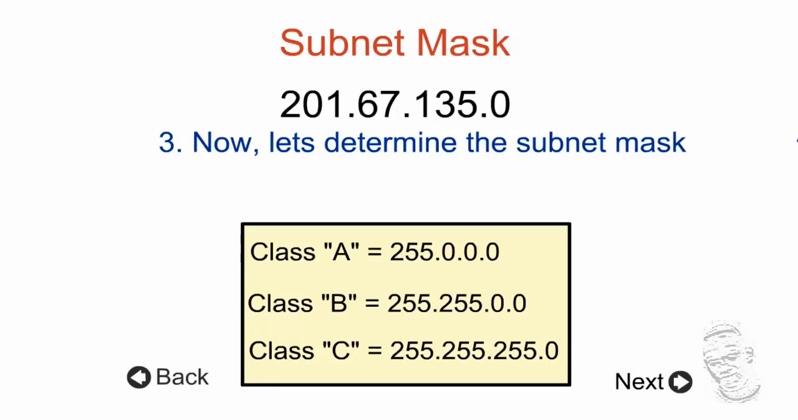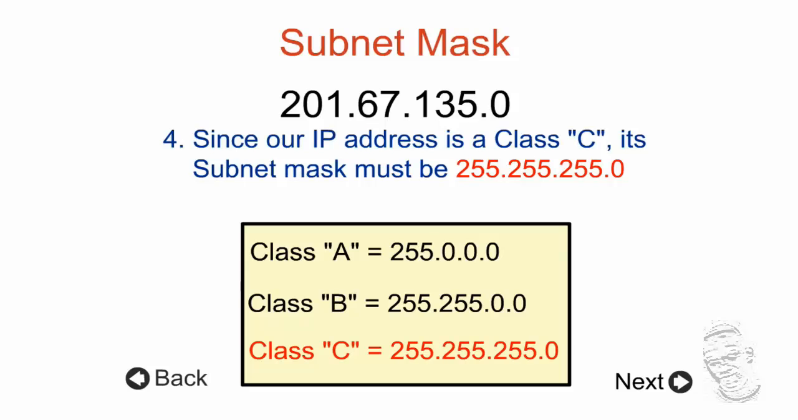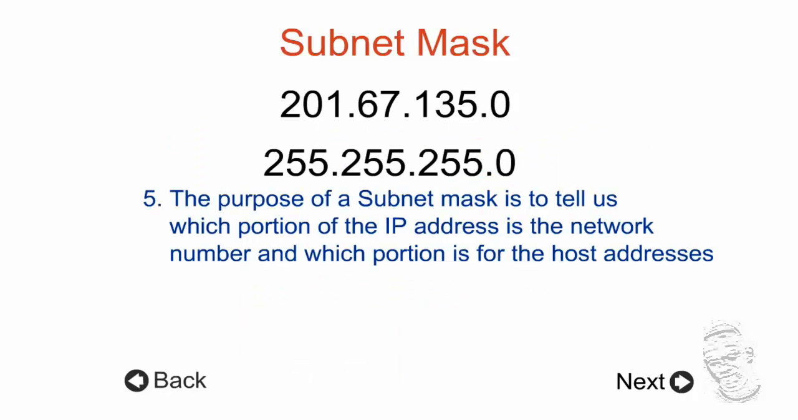A class A subnet mask would be 255.0.0.0. Class B will be 255.255.0.0. Since our IP address is a class C, its subnet mask must be 255.255.255.0. The purpose of a subnet mask is to tell us which portion of the IP address is the network number and which portion is for the host address.